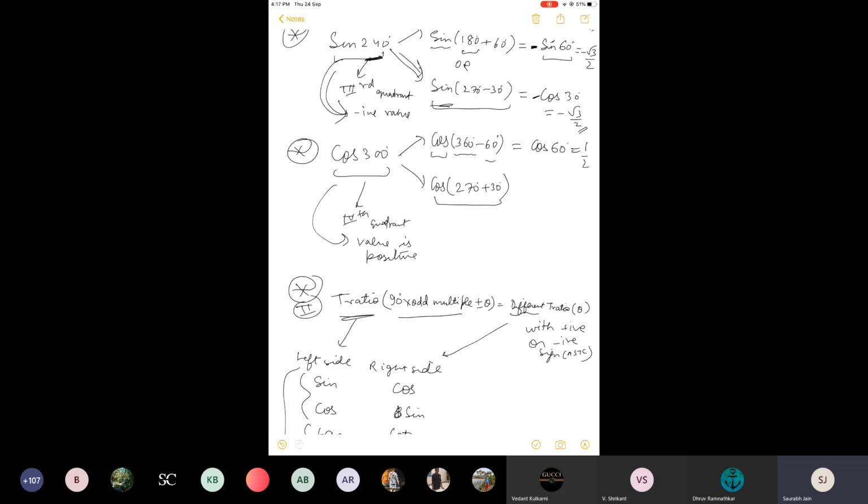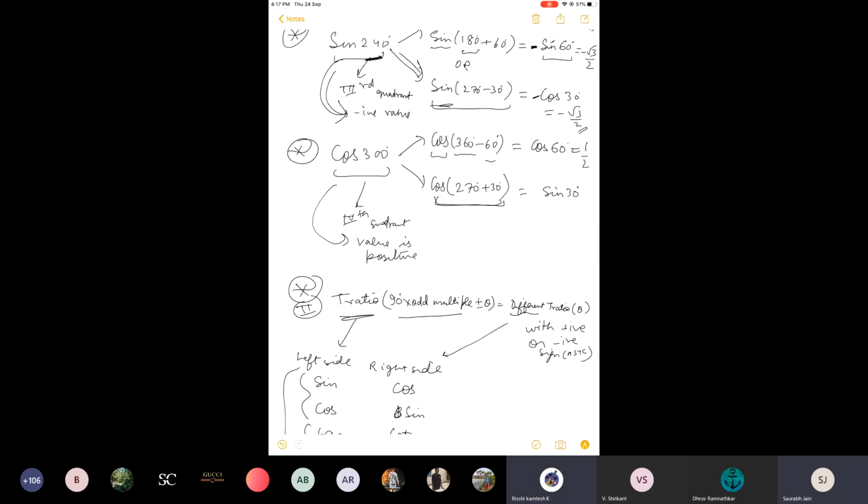Now with the help of this concept, can any one of you speak up and tell me how to find the value of cos of 270 plus 30? Any one student. So it will change to sine. Okay, sine of 30. Yeah, sine of 30, complete. All right. And then positive sign.